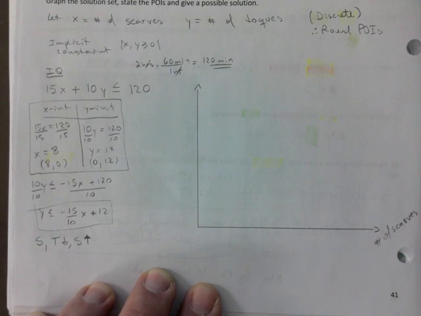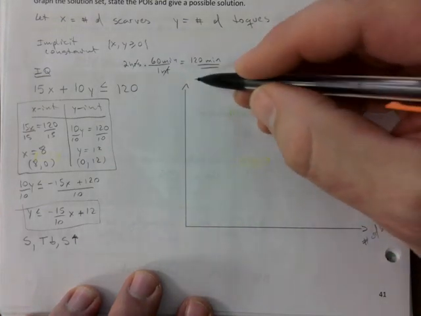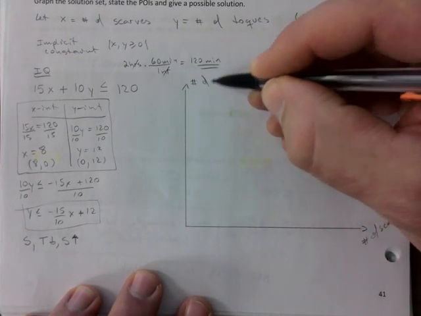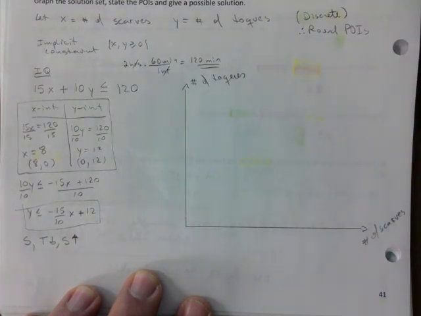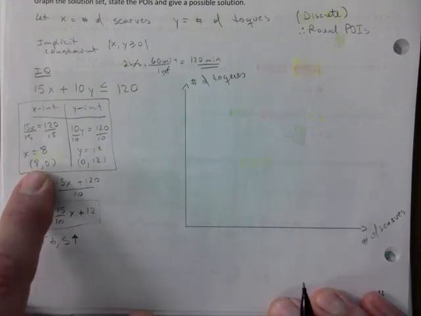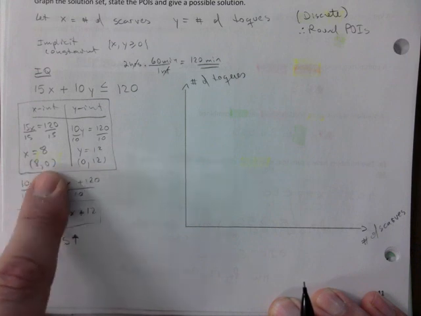You don't need units because it's number of scarves, right? And then the top is number of toques. So that's done. And now I need my scale. You notice that the x and the y-intercept are soon going to be in the hundreds and the thousands, but that shouldn't scare you. You just pick an appropriate scale.